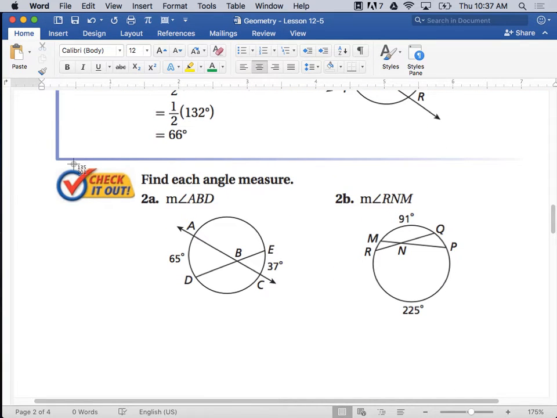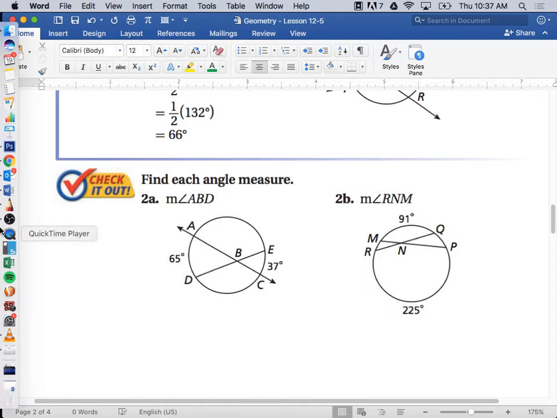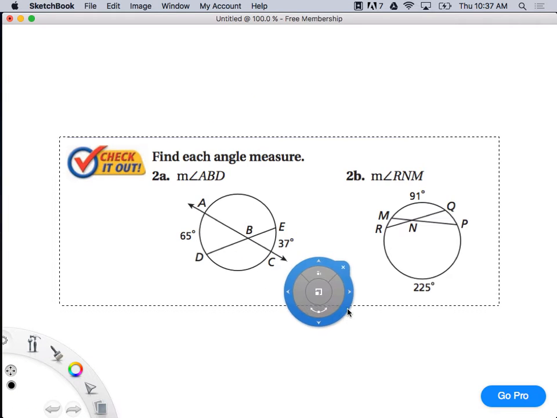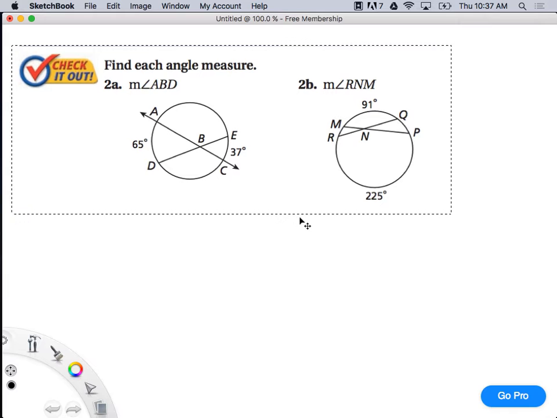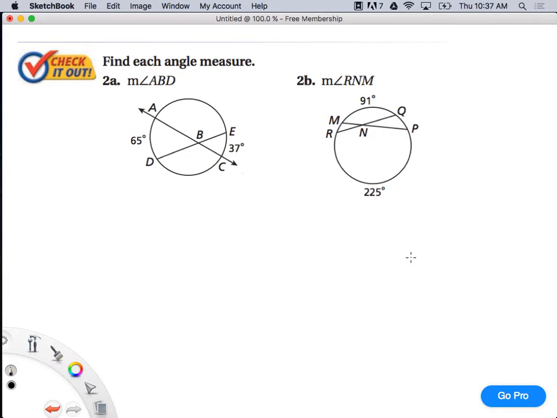Let's take a look at these examples. Okay. You go ahead now and try and do 2A by yourself. You should be able to do that. 2A. Do it by yourself. You can do it. Pencil to paper.